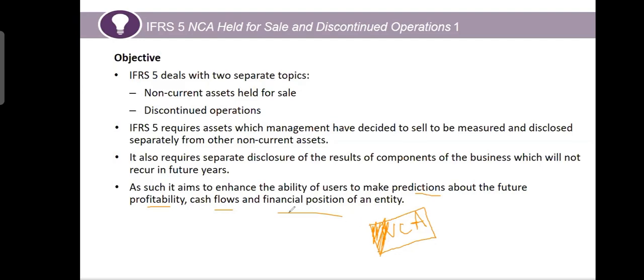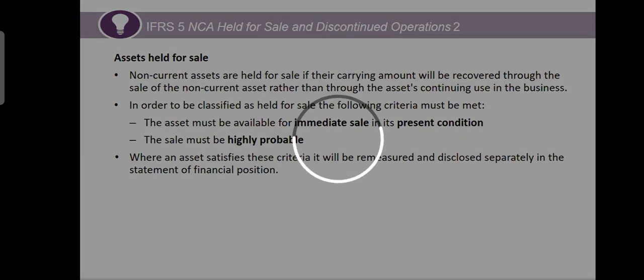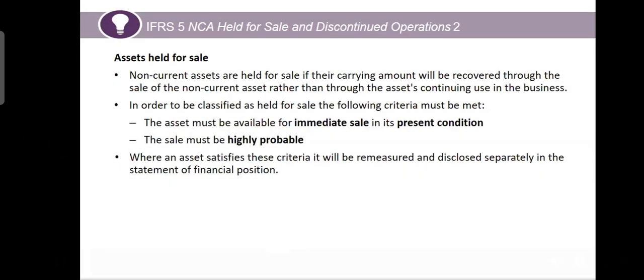Maybe they are old. We have to bring the new ones, or probably any other reasons. So good disclosures are needed. So assets held for sale. Non-current assets are held for sale if their carrying amount will be recovered through the sale of the non-current asset rather than through the asset's continuing use in business. This is what I was explaining to you in the beginning, that usually we recover the amount by using it. But here we say that they are held for sale if their carrying amount will be recovered by the sale of the non-current asset. We are recovering the amount by selling it.